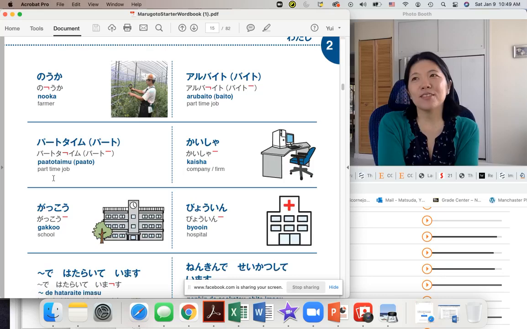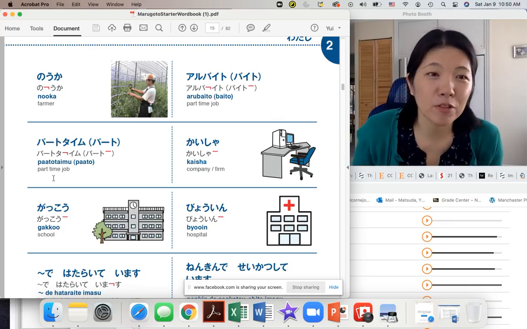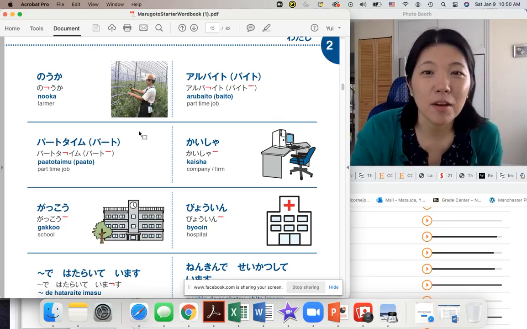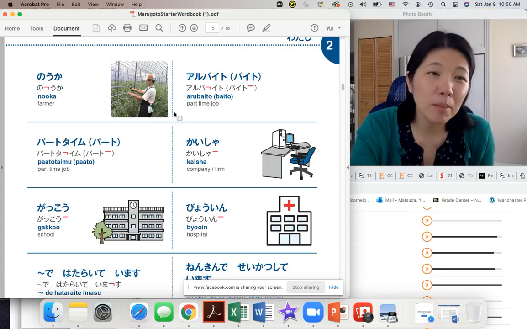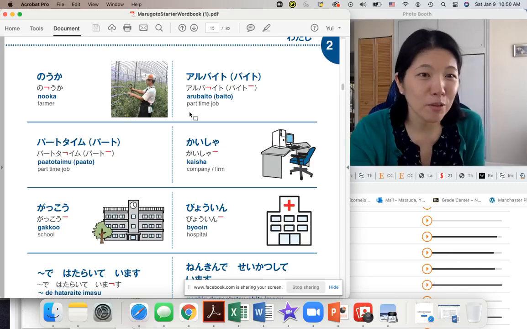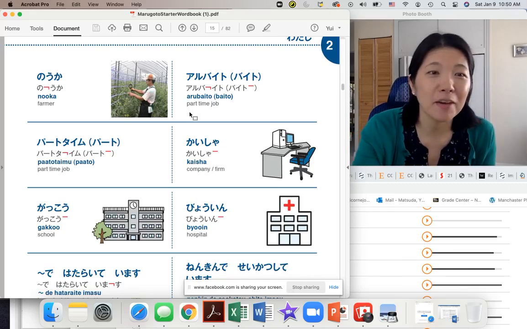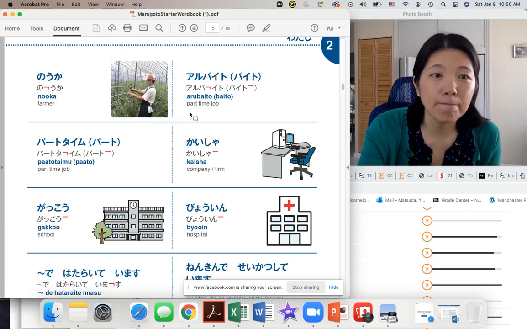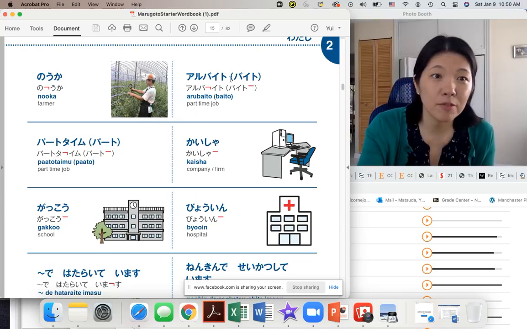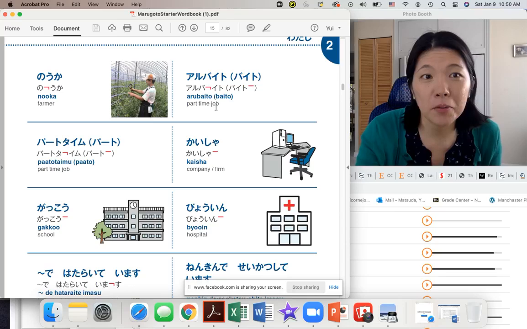アルバイト is when you are not married and working part-time. You could be actually working full-time with arubaito, but most commonly part-time. Like in high school, you work at a Cold Stone or ice cream shop, like that's arubaito or baito. A restaurant, even in college or whatnot, you might do something on the side, even though you have a full-time job. That could be baito, but it's not a formal full-time employee.